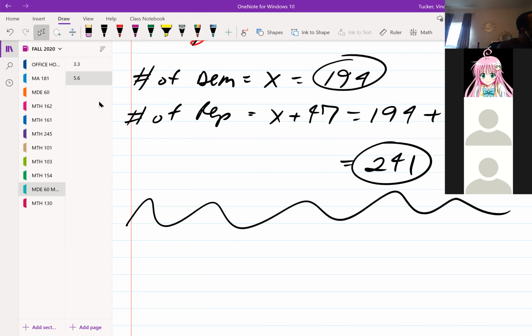All right, so in 9.5, do we want to do another word problem? We can do another word problem.